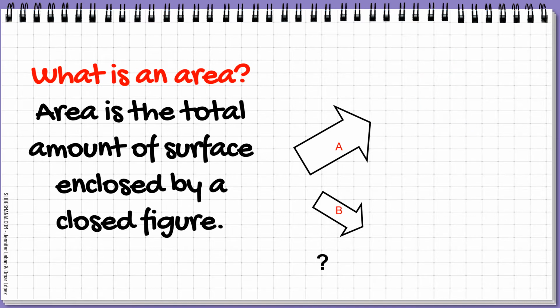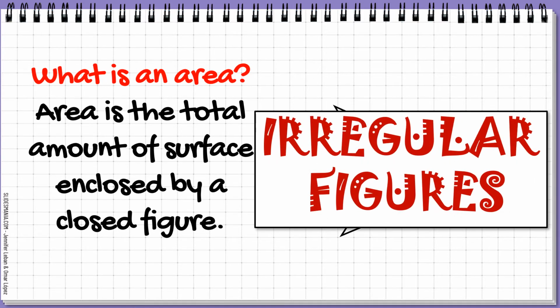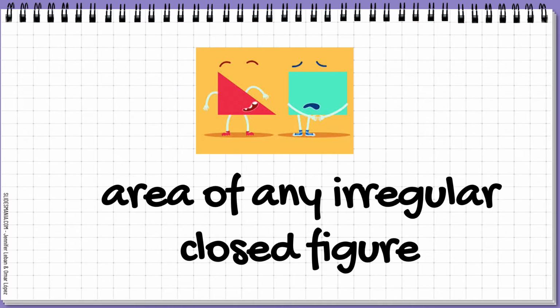Now I have also taken two arrows over here. You can see arrow A and arrow B. Can you tell me which arrow has more area? Yes, that's easy. Arrow A clearly has more area. So in this video, we will be learning how to find the area of some irregular figures.